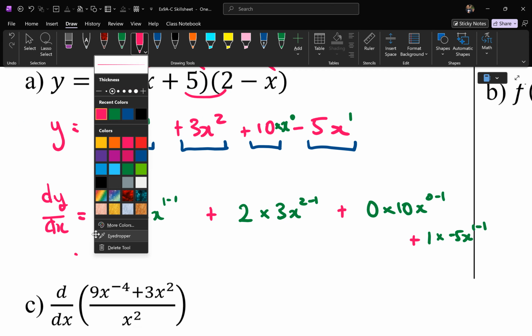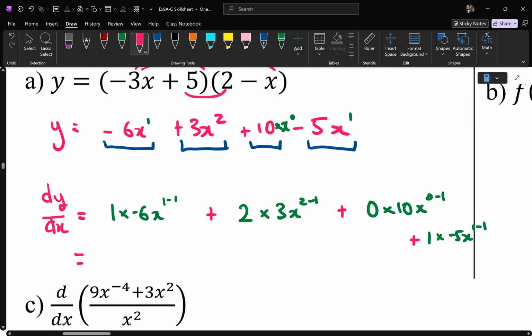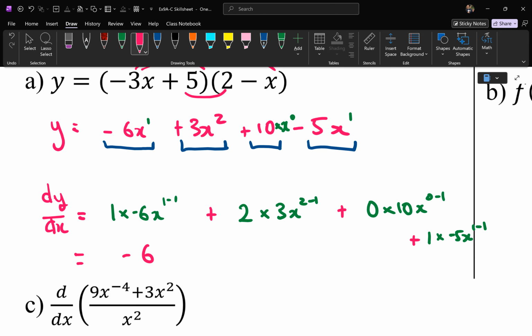The expression or the gradient function should equal to, that's x power 0 is 1, and 1 times negative 6 is just negative 6. 2 times 3 is 6, and this x power of 2 minus 1 is x, so it's plus 6x. 0 times anything cancels out. 0 times anything is just going to be 0. And your last one is 1 times negative 5 is negative 5, but x power 0 is just 1, so it's just negative 5. Therefore, your answer, delta y delta x, must equal to negative 6 minus 5 is negative 11.